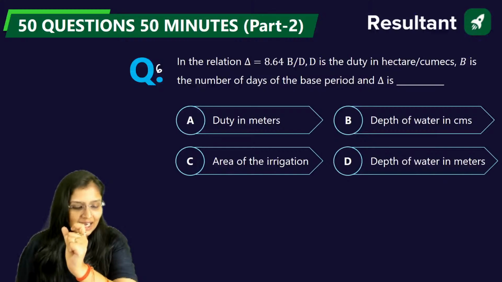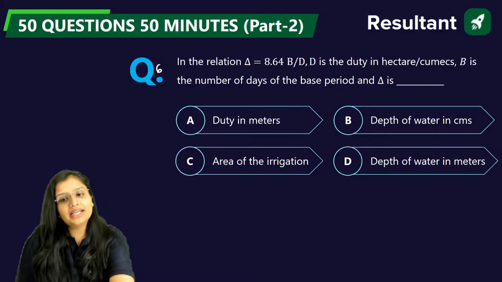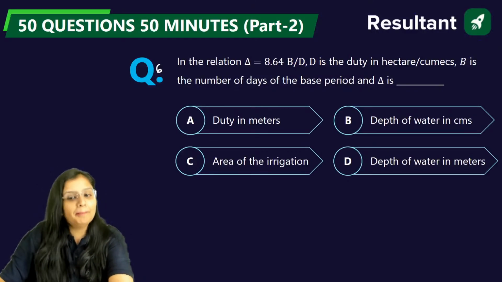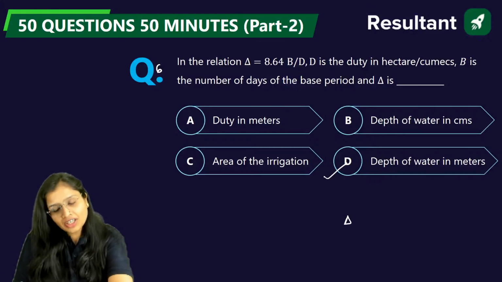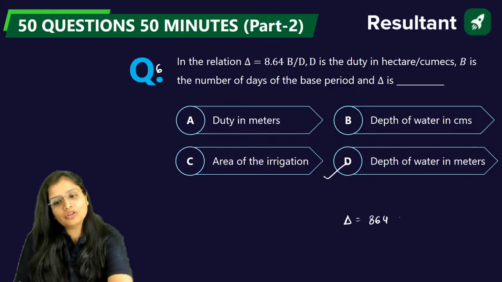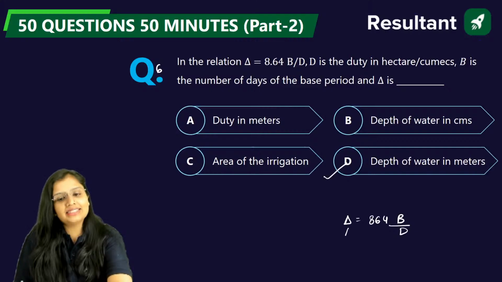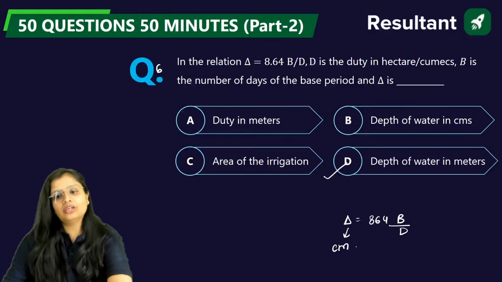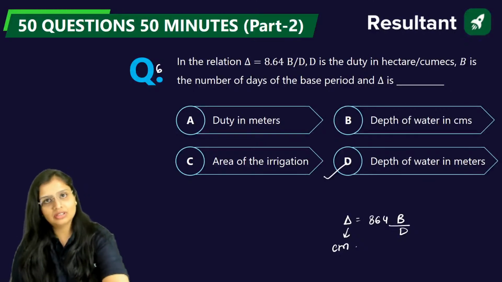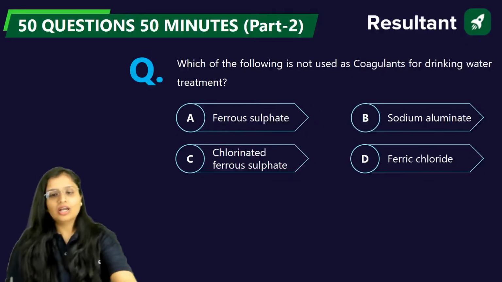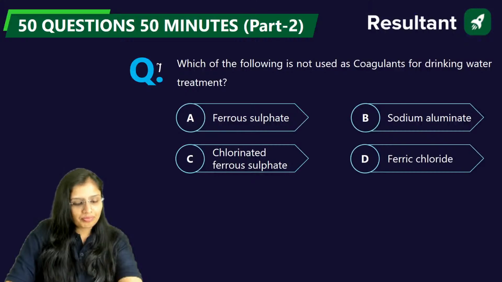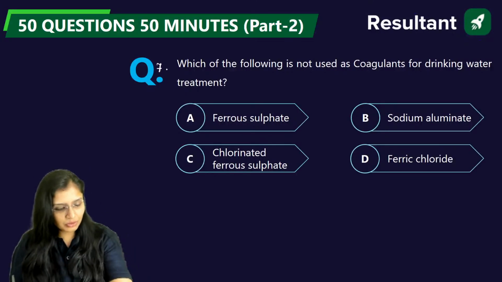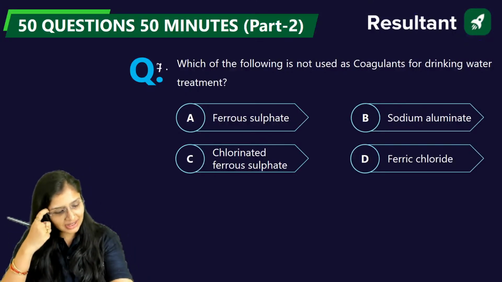So what is delta? Delta is in which unit? Delta will be the depth in meters. If here it would have been 864 B by D, in this case delta is in centimeter. But when you are taking 8.64, delta will be meters. Clear? Now, question number 7. You have to be quick so you can answer me fast as much as you can.